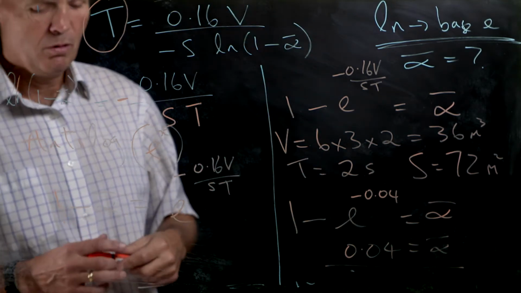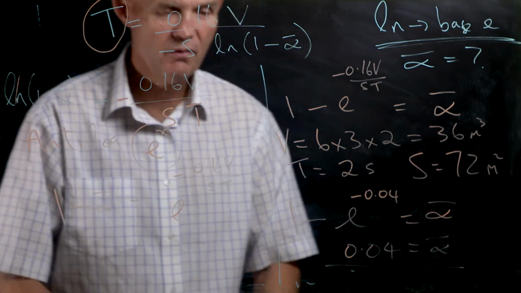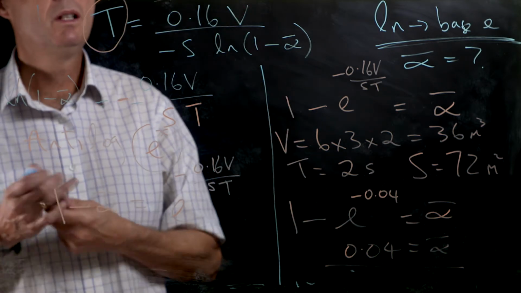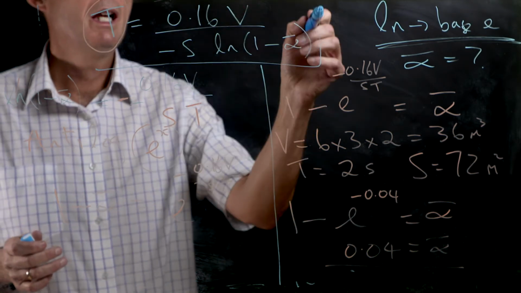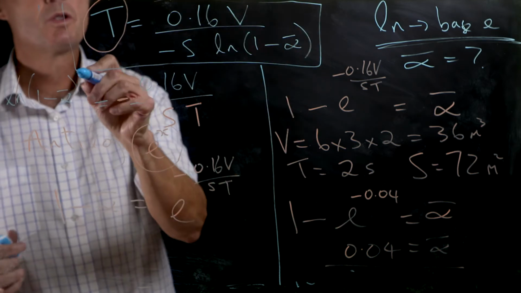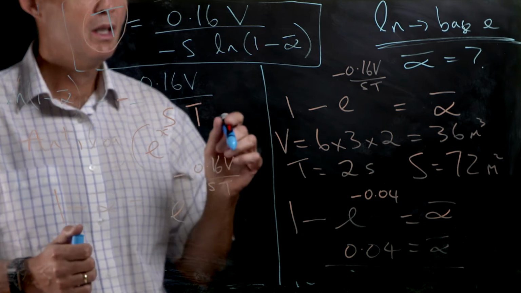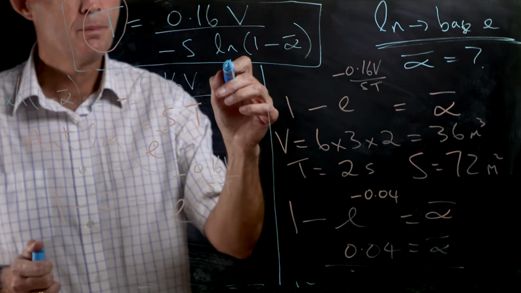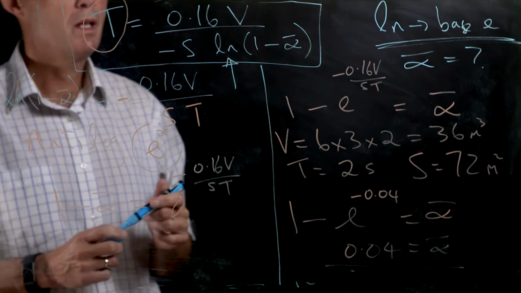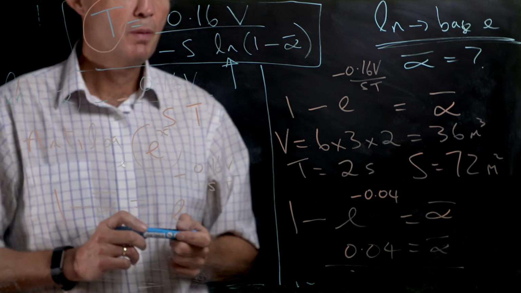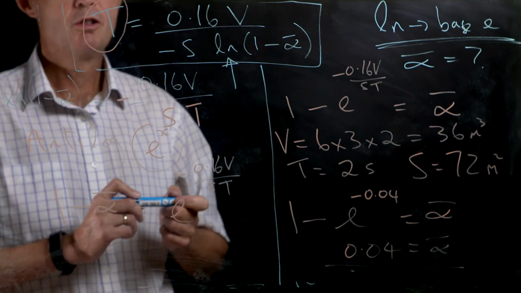So what we've tried to do there is unpick this particular formula and work out a mean absorption coefficient for a space. But the key point here is don't fall into the trap of assuming that's log to the base 10. It is actually log to the base e. Okay, that concludes this tutorial.